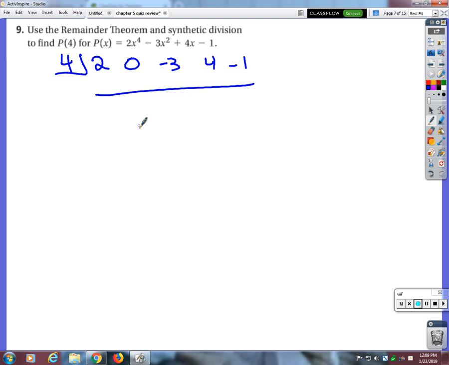All right, so what's my first step? That's 4 times 2. Drop the 2. Okay, and then 4 times 2 is 8. 0 plus 8 is 8. 4 times 8 is 32. Negative 3 plus 32 is 29. 4 times, what?